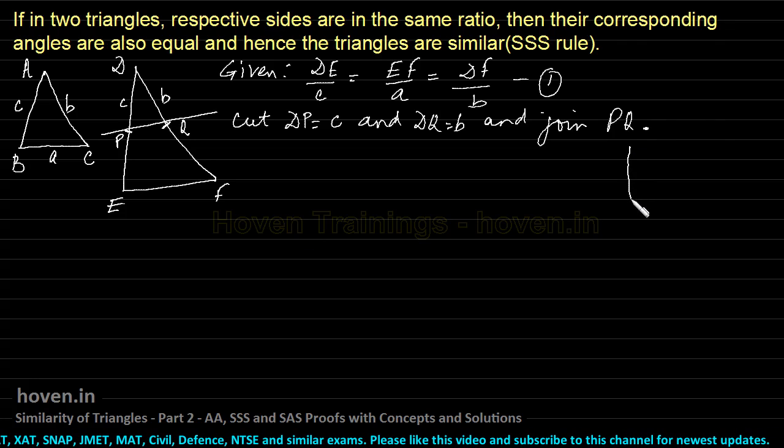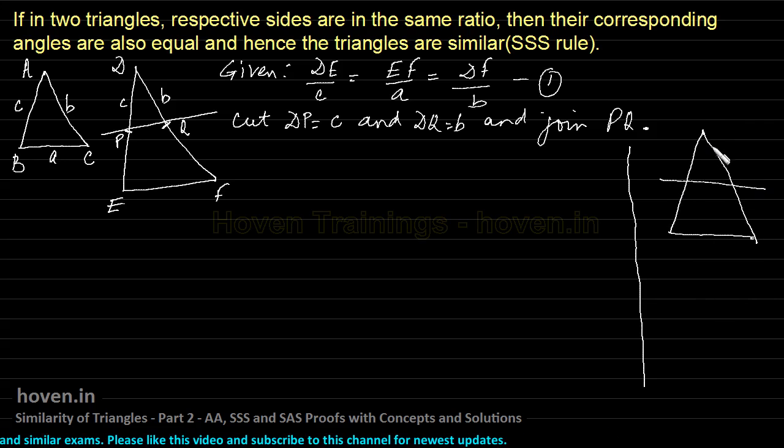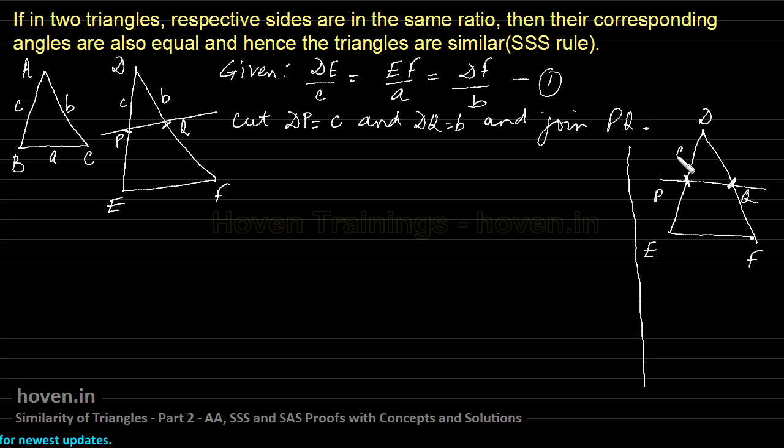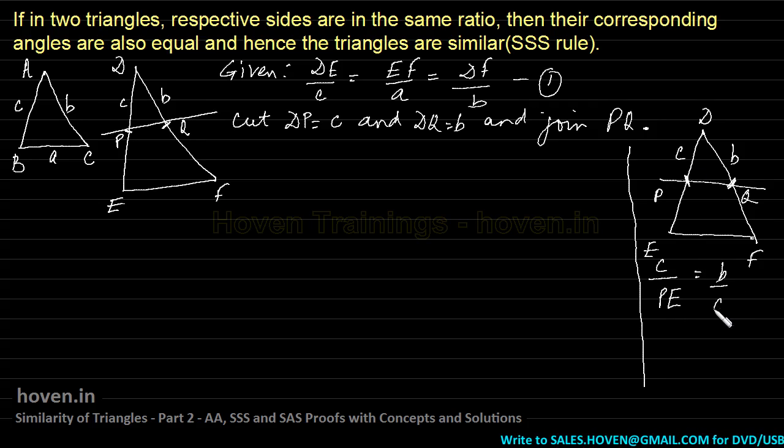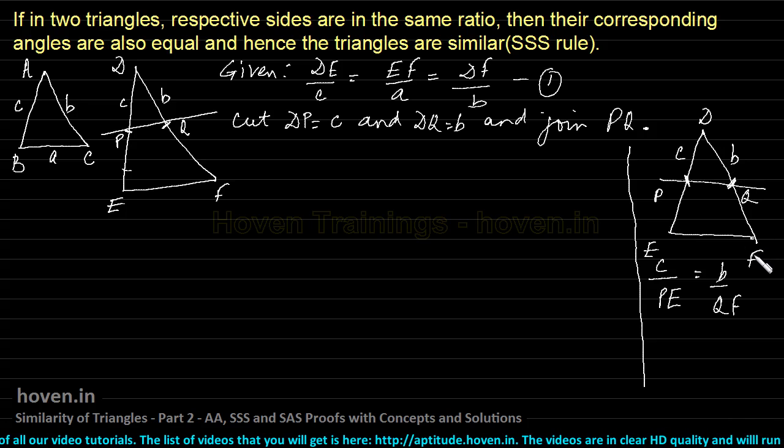Before I proceed further, let me show you something interesting. If this is a triangle, and this is, let us say, a triangle DEF, and let us say this point is P and this point is Q and this length is, let us say, C and this is B, then if C by PE is equal to B by QF, just for the case of basic proportionality theorem. Let us suppose the basic proportionality theorem is obeying in this case, and if PQ is parallel to EF, no relation with this one. This is something different that I want to show. PQ is parallel to EF, then C by PE will be equal to B by QF. This is by basic proportionality theorem.